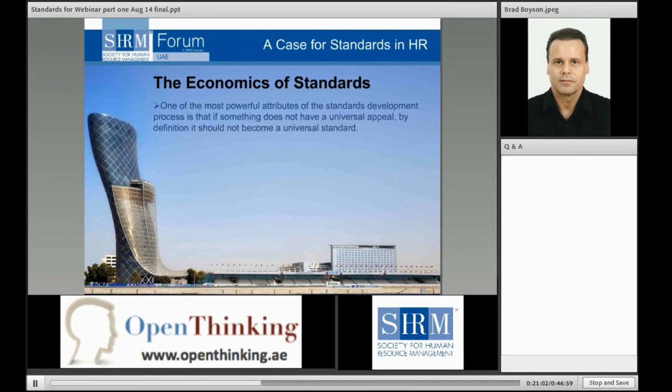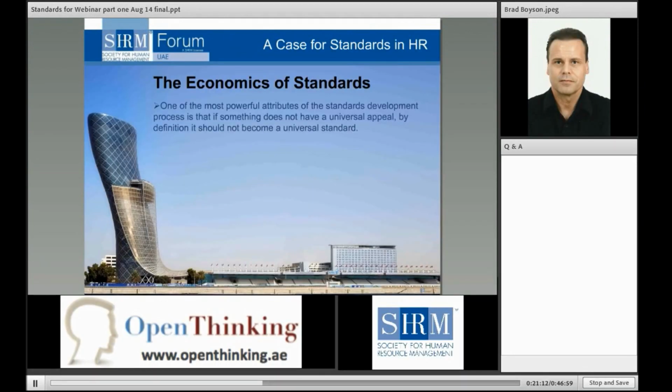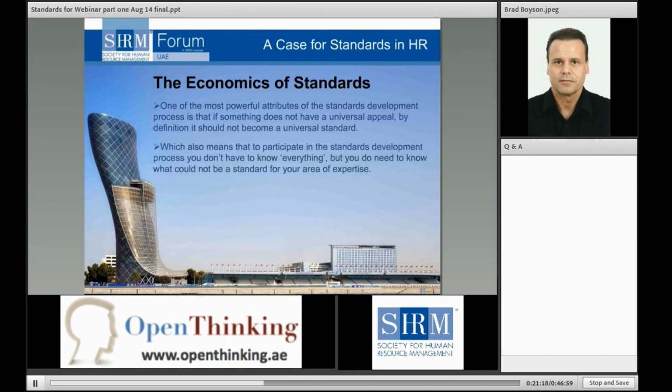The economics of standards. One of the most powerful attributes of standards development in terms of its process is that if something does not have universal appeal, by definition, it should not become a standard. There's an element of self-selection in this entire process, which also means that if someone's going to participate, and I think this project can sometimes intimidate people, especially on the international scale, you don't have to know everything about HR to participate, but what you do need to know is what won't work in your jurisdiction, what can't possibly be a standard for your area of expertise. If the right mix of HR people get together, and we've seen this so far in the ISO project, we've really seen that.